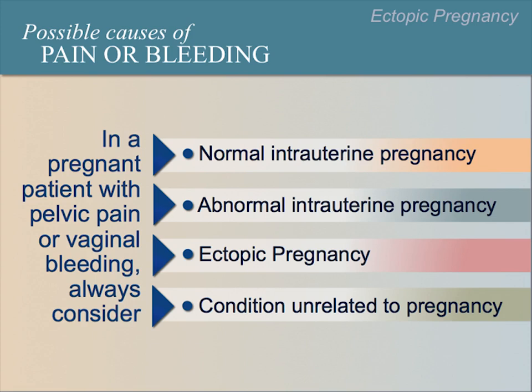For example, cervical polyps, a cervical precancer or cancer, and infections may also cause vaginal bleeding during pregnancy. Pelvic pain in pregnancy can also be caused by ovarian torsion, which means a twisting of the ovary, and appendicitis. This lecture will cover ectopic pregnancy, and we discussed abnormal intrauterine pregnancies in a prior lecture. We will not cover conditions unrelated to pregnancy in this lecture, but we may see examples in our clinical time.